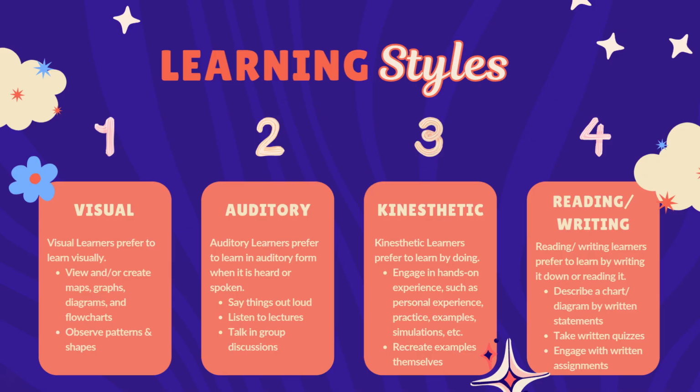So whereas a visual learner may actually just benefit from having some sort of map or graph or diagram that is drawn and they can see it in that sort of format, for a reading and writing learner, they actually would need the information that's within that chart or diagram or map to be written down in statements.